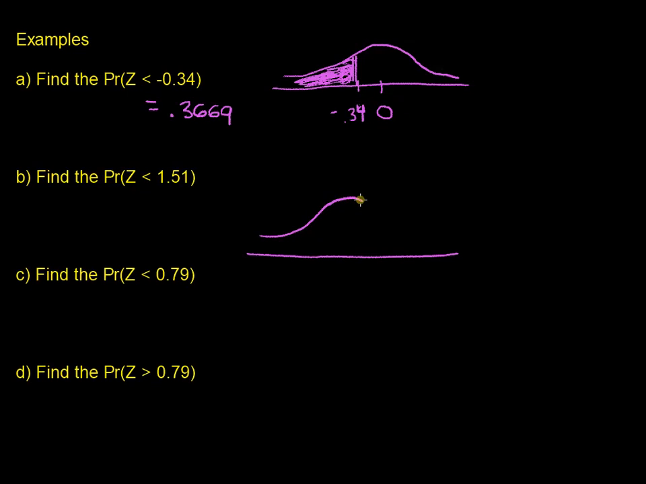All right, let's do another example. Now, I'm drawing this one out. Probability that z is less than 1.51. So that would be way over here to the right, and less than would be all of this area. Now we're expecting that area to be more than 0.5, more than half of the distribution. Let's go to my table and look for that.